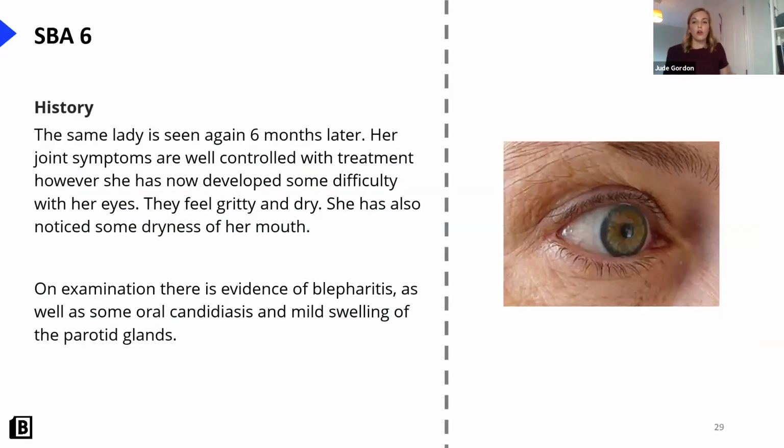The next case we've got is the same lady, so the same lady with rheumatoid arthritis, and she's being seen again 6 months later. Her joint symptoms are actually now well controlled with her current treatment, but she's now developed some problems with her eyes. So they're feeling gritty and dry, and she's also noticed some dryness of her mouth. And when she's examined, there's evidence of blepharitis, as well as some thrush in the mouth and some mild swelling of her parotid glands.